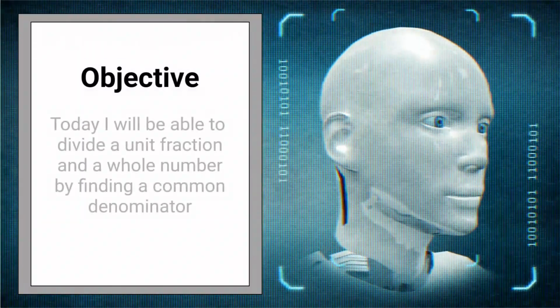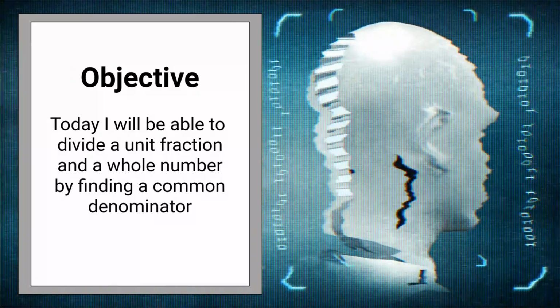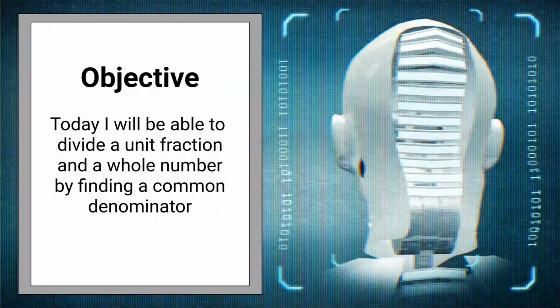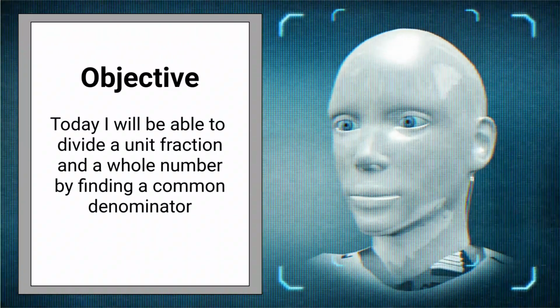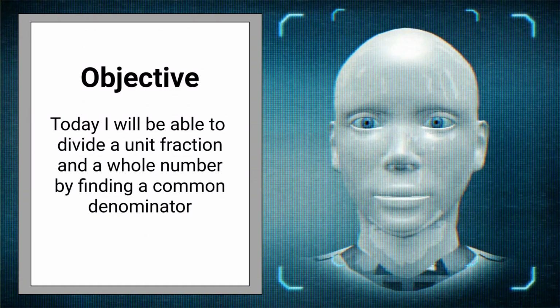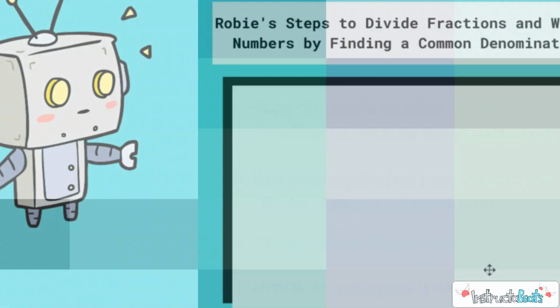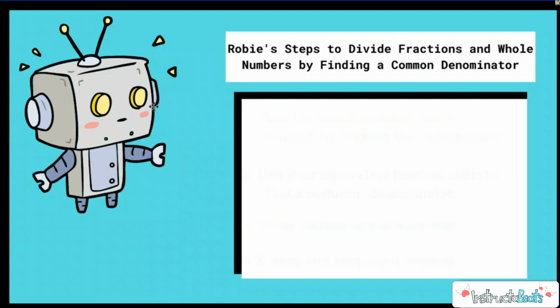Which leads us to our objective today. Today's objective that we hope to download into our math brain: Today I will be able to divide a unit fraction and a whole number, or a whole number and a unit fraction, by finding a common denominator. So here we have Robby. Let's take a look at Robby's steps to divide fractions and whole numbers by finding a common denominator.